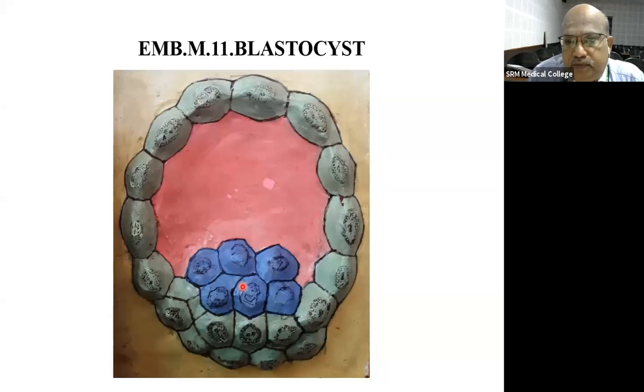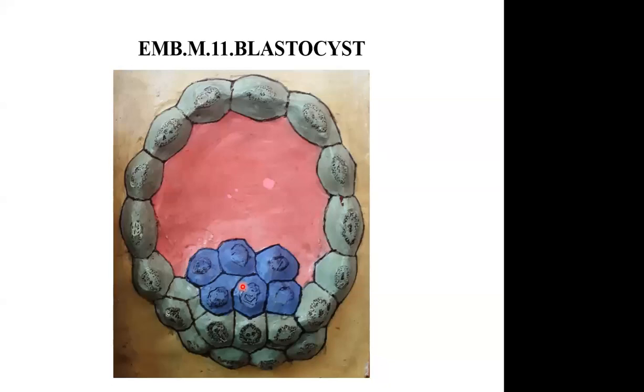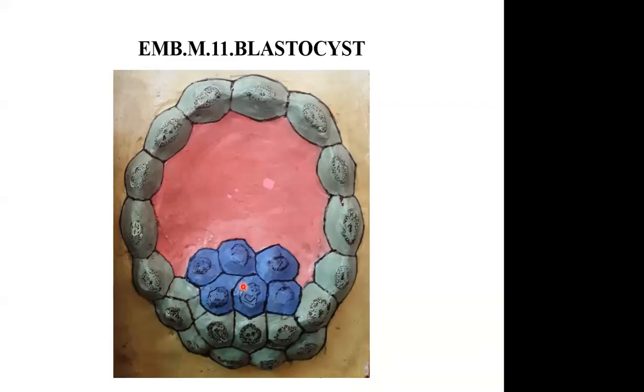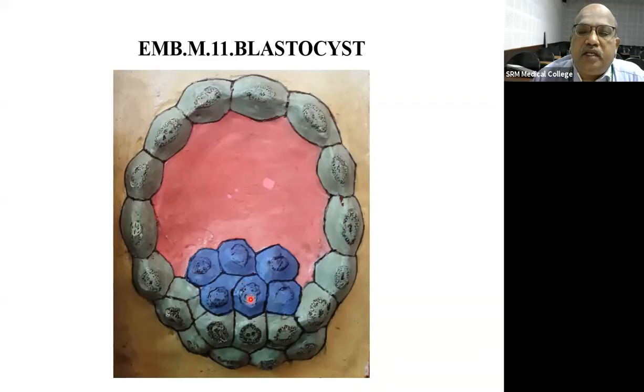So next, what is this? Blastocyst. Already it is labeled blastocyst, but during your viva, that labeling will be covered with some paper or something else. So by seeing it, you should be able to tell what it is. Very good, it is blastocyst. What is that blue color structure? Inner cell mass. Very good. Inner cell mass, otherwise called by another name.